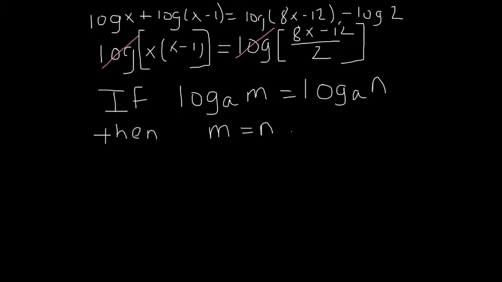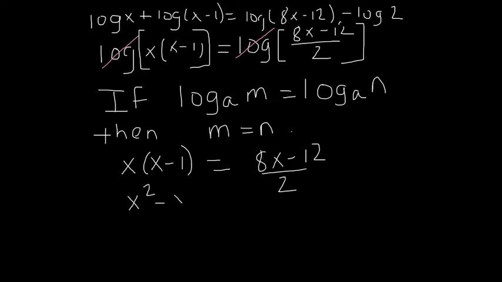If you have a log equals a log, and there's nothing added, subtracted, multiplied, or anything on the outside of the log, you can then ignore the logs. So what we have now is x times x minus 1 equals 8x minus 12 over 2. Now this is going to end up being a quadratic equation. So we're going to multiply this on the left-hand side. We get x squared minus x is equal to, and then on the right-hand side we can do the division.